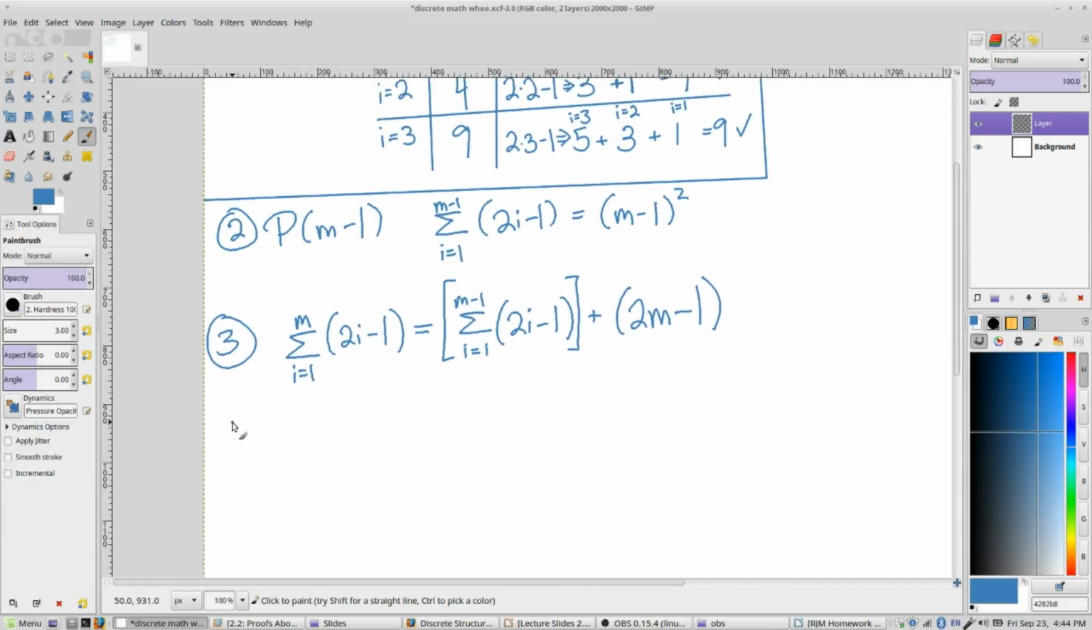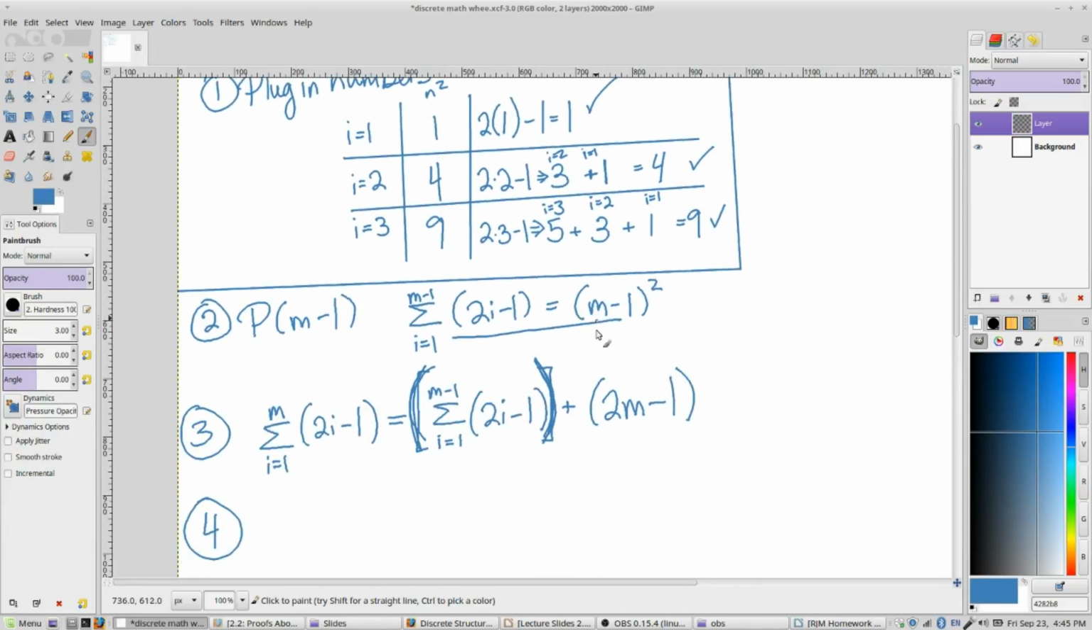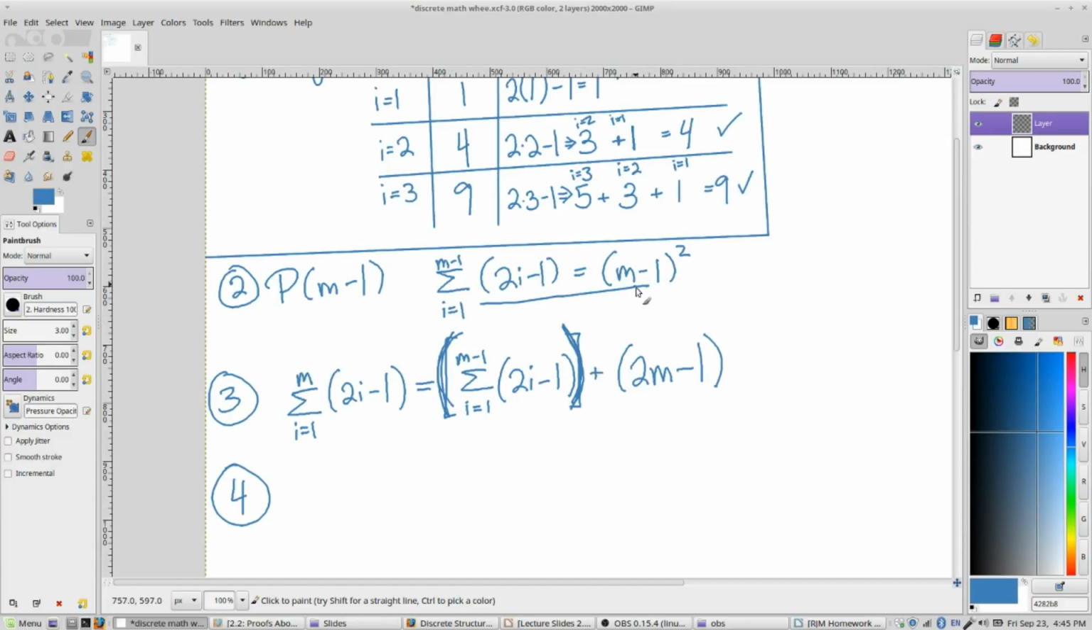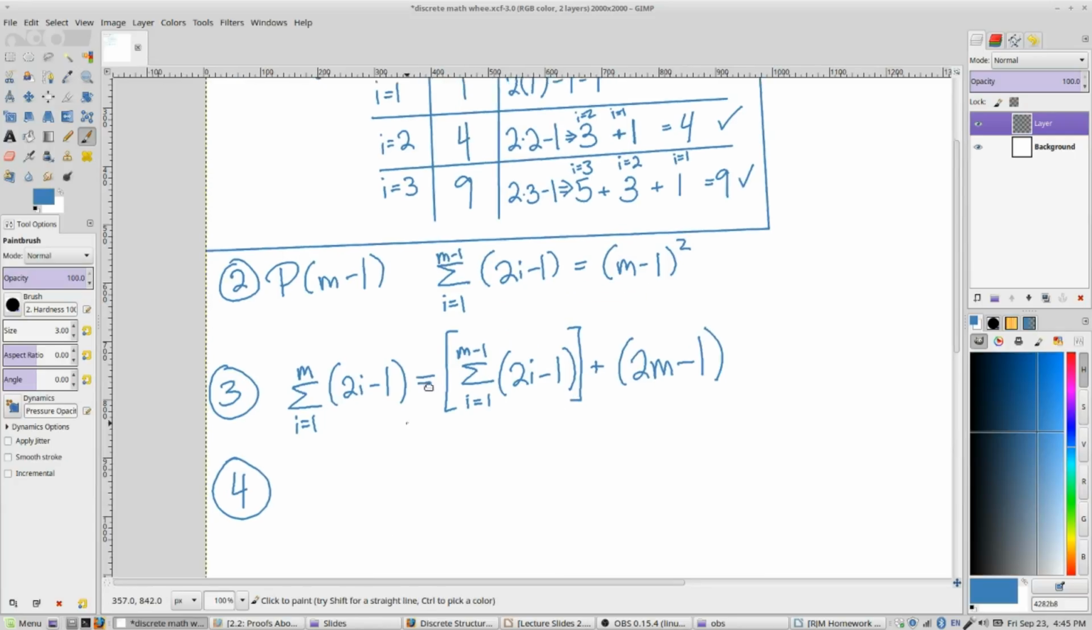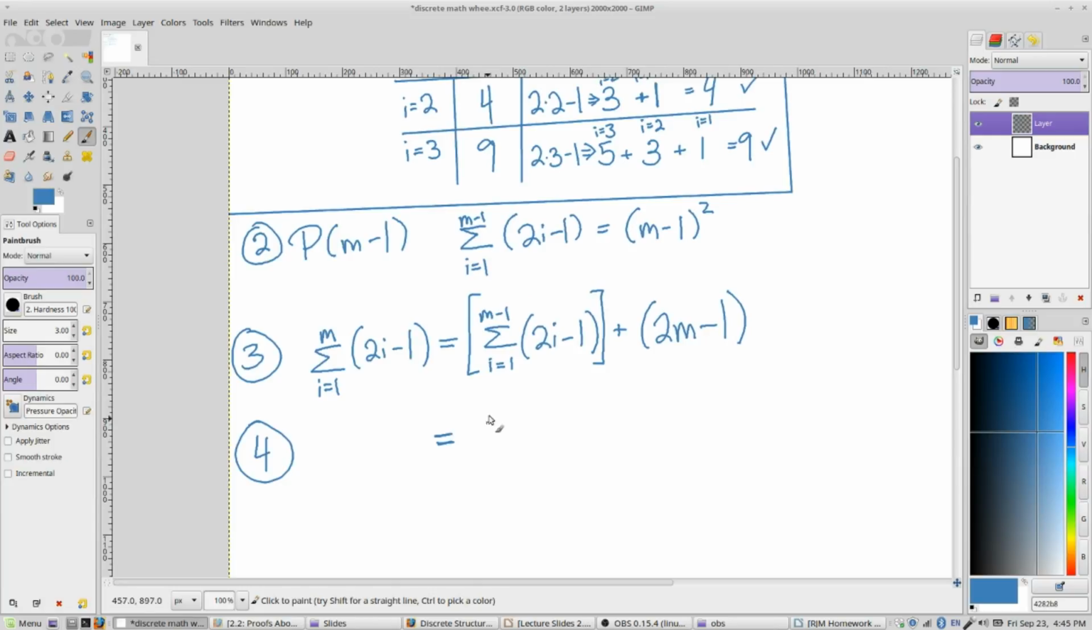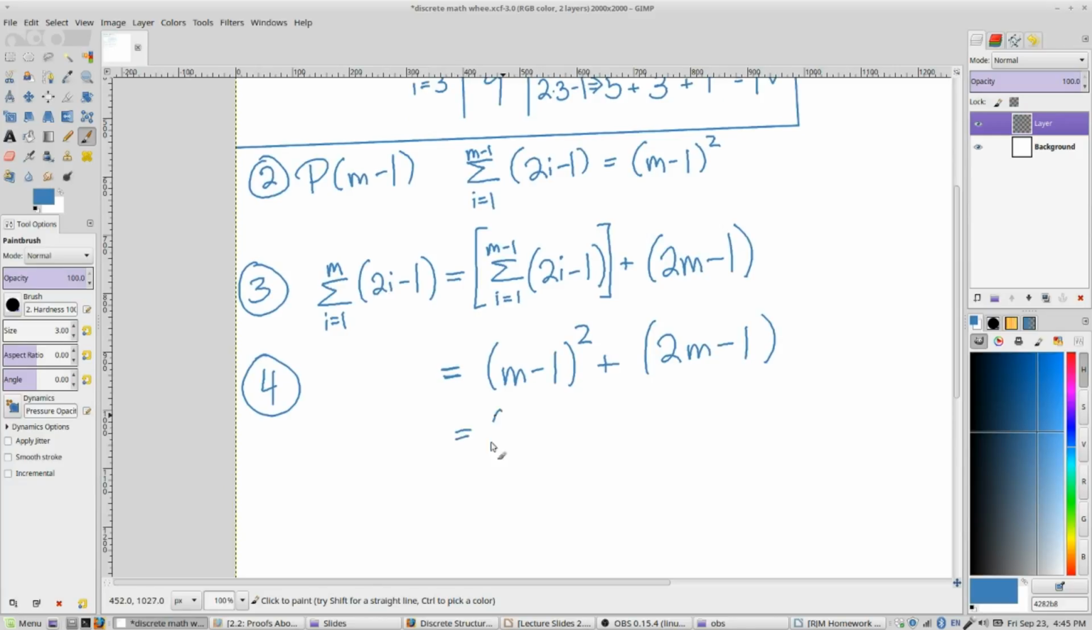Okay, so to solve this, we need to look at this part right here. We have a value for this. We've already put that it should be equal to the n squared up here, but with m minus 1, it'll be m minus 1 squared. So we're going to sub this in right here. So let me erase all these lines. If we write this as an equivalent thing, this will be m minus 1 squared plus 2 times m minus 1. And then we can multiply this out: m minus 1 times m minus 1, plus 2m minus 1.